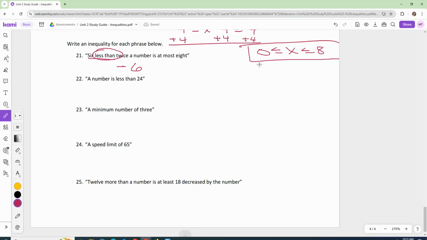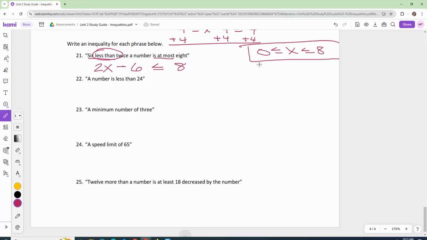Twice a number would be 2x, or n, or whatever your favorite letter is, at most. At most means it cannot be any more than that, so it is less than or equal to. Good. And we don't have to solve these, we just have to set them up. Okay.